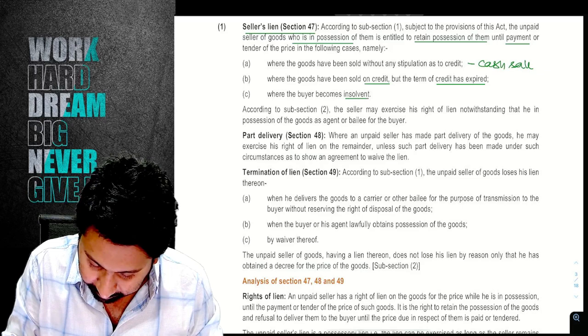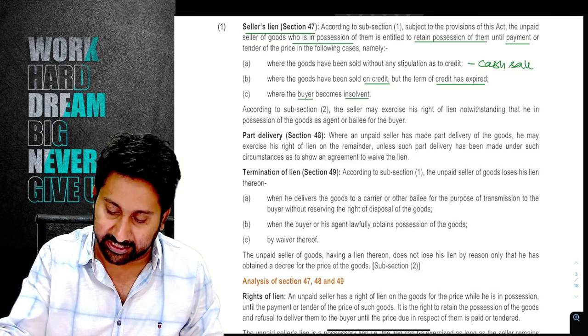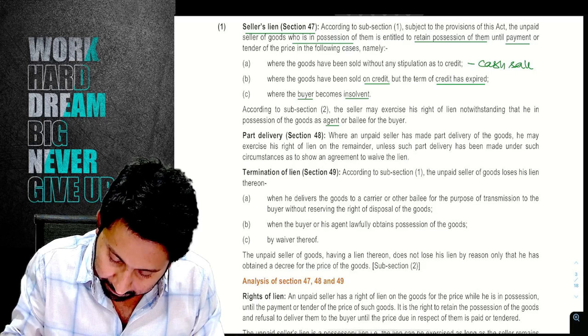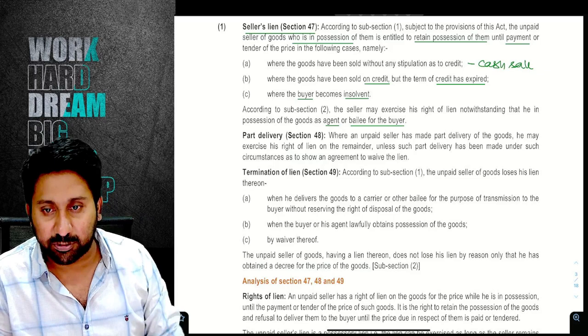According to subsection 2, the seller may exercise his right of lien, notwithstanding that he is in possession of the goods as an agent or as a bailee for the buyer. That means the seller need not be only the main seller; the seller can also be an agent or a bailee for the buyer. Sir, I didn't understand what this bailee for the buyer is. He may ask a question on that in the examination. Then what to do, sir? How can I understand this particular point?